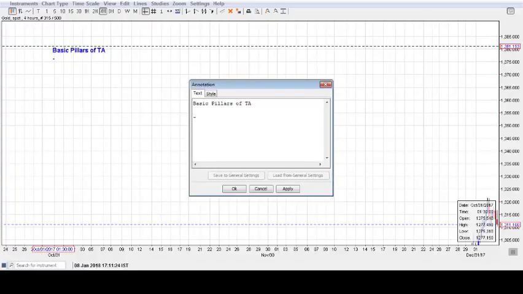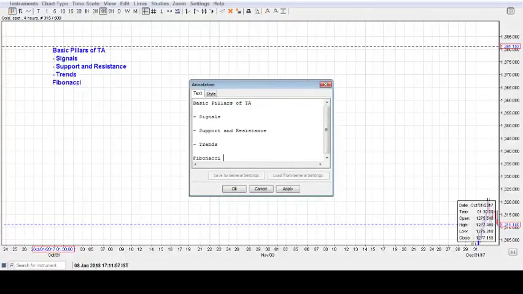The first was signals. The other one, support and resistance. I would quickly revise as well, so it all falls in line. Trends, and the last one discussed was the Fibonacci ratios.